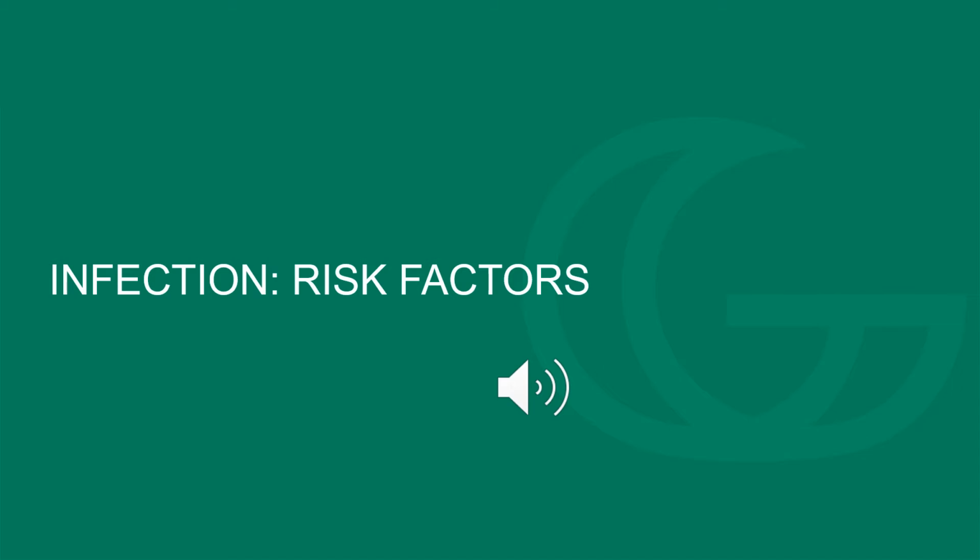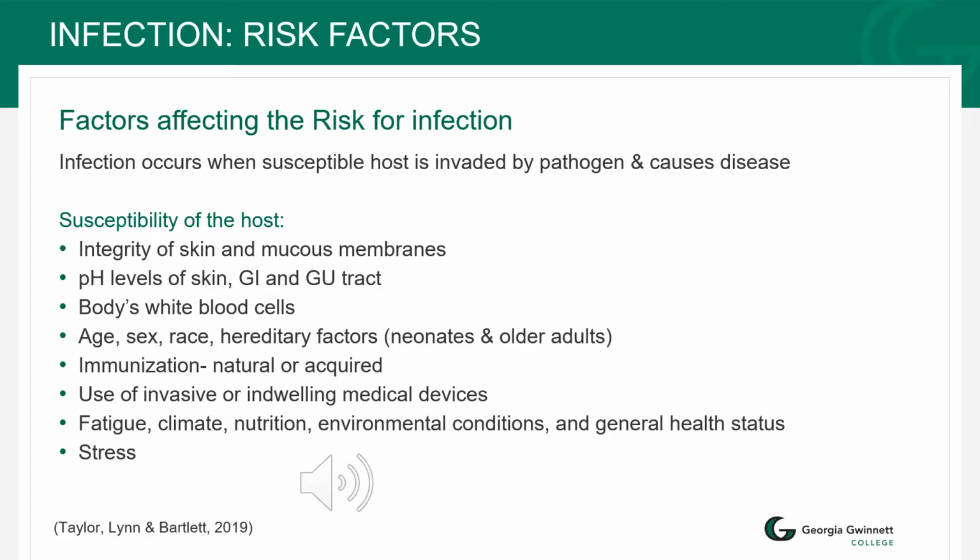Now let's look at the risk factors for the concept of infection. The body's white blood cells provide resistance to certain pathogens. So if the white blood cells are diminished or they're not functioning properly, like if someone is receiving chemotherapy or their white blood cell count is low for whatever reason, they may not be able to fight that infection. So they're more susceptible to that infection.